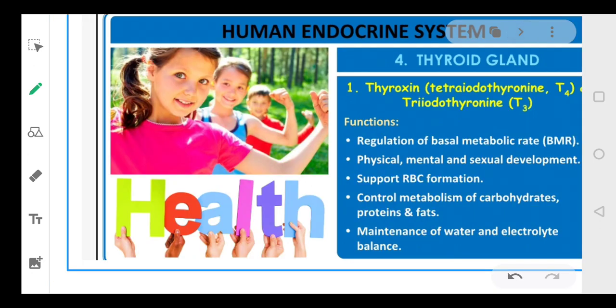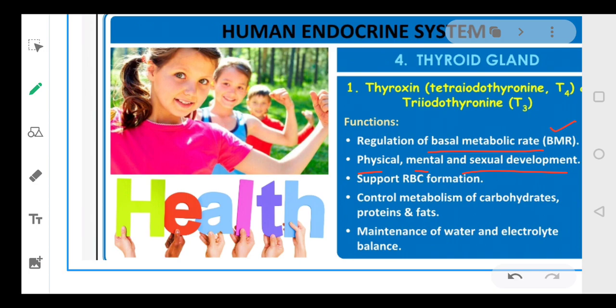Now coming to the functions of T4 and T3. So T4 and T3, dear students, they perform very important functions. First of all, they regulate your basal metabolic rate, that is your BMR. That means they bring about carbohydrate, fat and protein metabolism in the body. That is how they regulate the BMR. Then your physical, mental and sexual development. So in a way they control your physical, mental and sexual development.